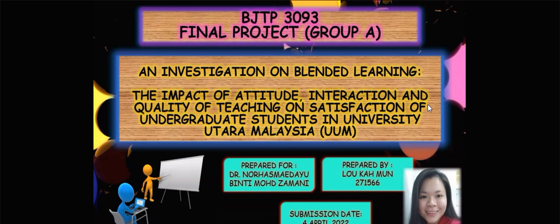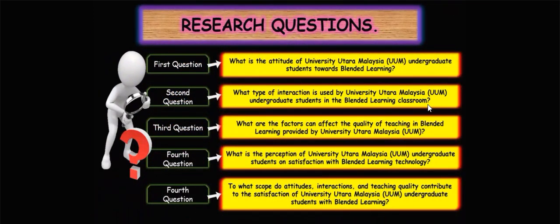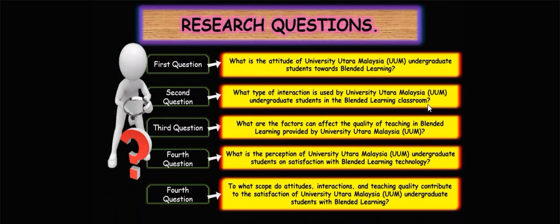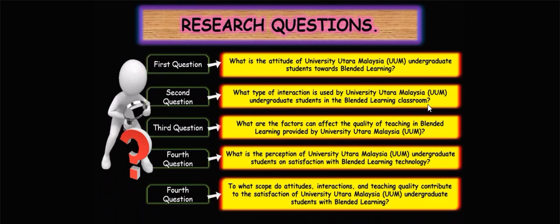Through this study, it's important for researchers to study this topic because this gives a clear picture of whether the blended learning used by UUM meets the satisfaction of undergraduate students in terms of attitude, interaction, and quality of teaching. Furthermore, the researcher wants to know whether the blended learning provided by UUM can produce professional graduates in the future. The purpose of this study also allows researchers to determine the scope of which attitudes, interaction, and quality of teaching contribute to the satisfaction of students at UUM towards blended learning.